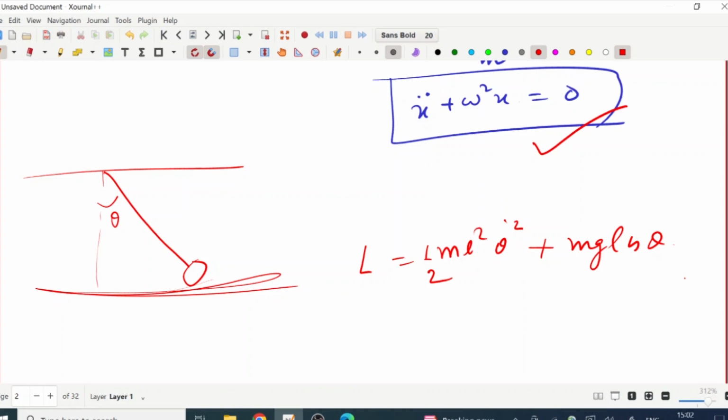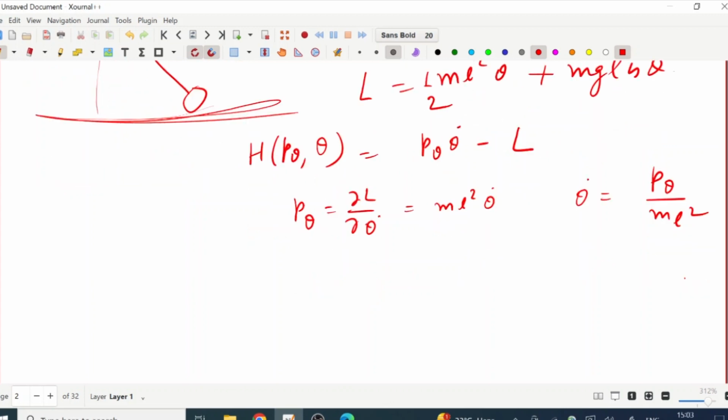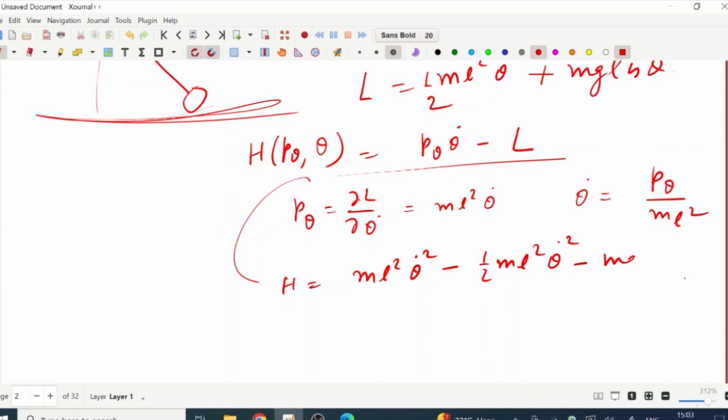Okay. And then if we calculate our Hamiltonian, it is expected to be a function of p theta and theta, because it is 1 degree of freedom. So, it will be p theta theta dot minus L. Let me calculate it for you. p theta is del L del theta dot, which will be m L square theta dot. So, theta dot is p theta by m L square. We will use this later, but now p theta is m L square theta dot. So, the Hamiltonian will be H equal to m L square theta dot square minus half m L square theta dot square minus m g L cos theta.